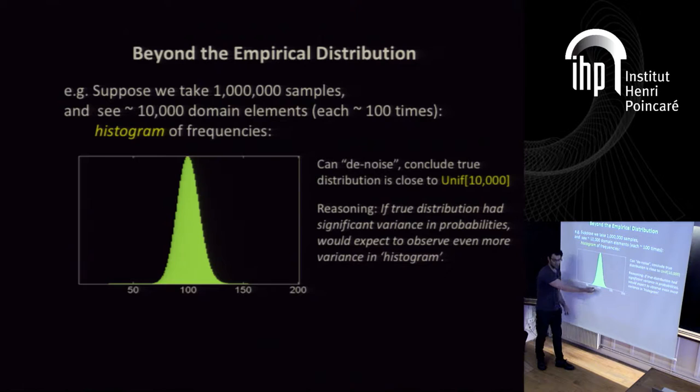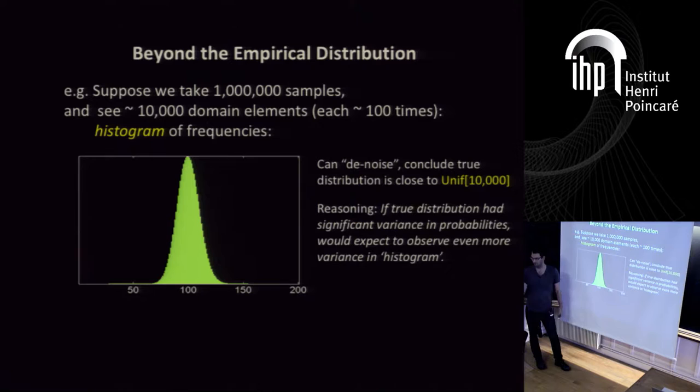Most things you'd see roughly 100 times. Some things you'd see a few more times. Some things you'd see a few less times, okay? And if you think about this for a little bit, you would expect to see something that looks kind of like a Poisson distribution of expectation 100.